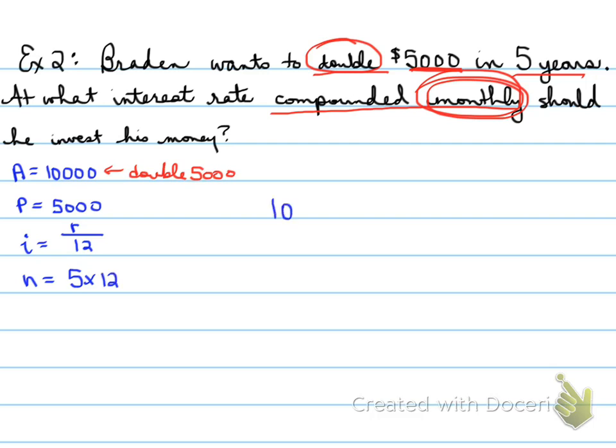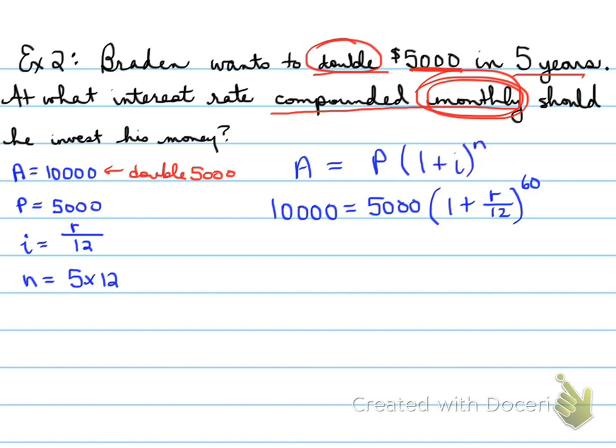So what we need to do is plug it into the formula. Again, it's A equals P times 1 plus I to the power of N. So here's our formula. And you may not remember what that formula represents, so we're going to look at that again. A equals P times 1 plus I to the power of N. So we're going to take 10,000 divided by 5,000, and that gives us 1 plus R over 12 to the power of 60.